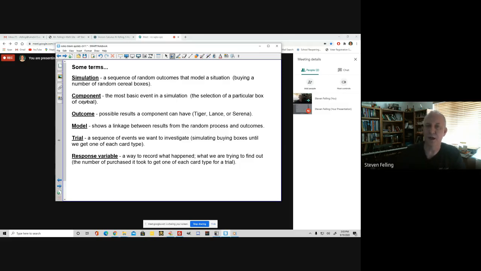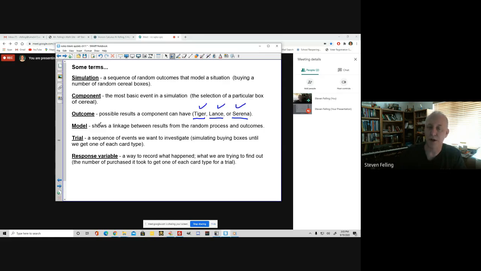And then every time I do a component, right, I can get an outcome. And in this case, the possible outcomes are that the card is a Tiger Woods card or a Lance Armstrong card or a Serena card. Okay. So then I'm going to have to create some sort of a model that shows how likely these different outcomes are to occur.